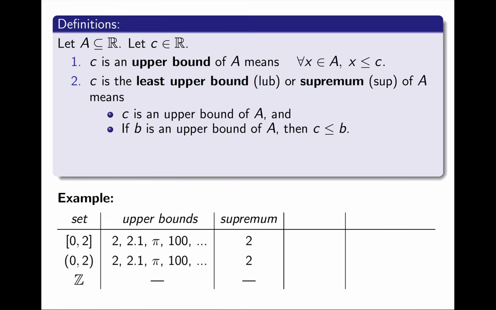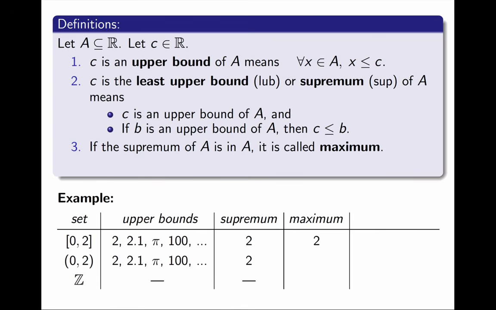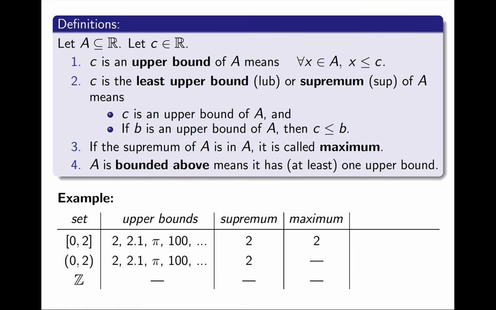Now that we have the definition of supremum, we can compare it with maximum. When the supremum of a set is also an element of the set, then it is the maximum. Back to our examples. The closed interval 0, 2 has maximum 2, but the open interval does not have a maximum, and neither does the set of integers. And finally, there is one more related definition. We say that the set A is bounded above when it has at least one upper bound. In our examples, the closed interval 0, 2 is bounded above, the open interval 0, 2 is also bounded above, but the set of integers is not bounded above. That's it! We have our new definitions.